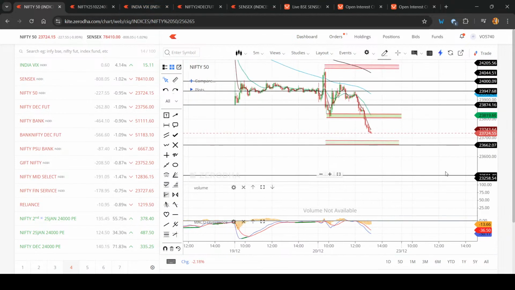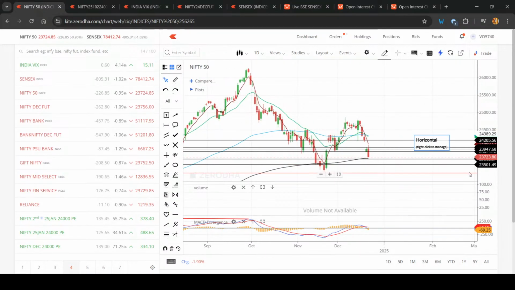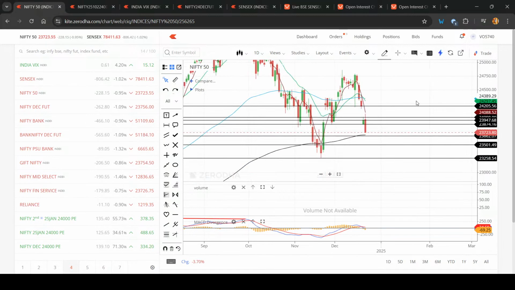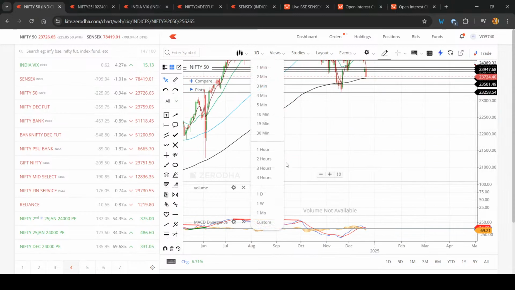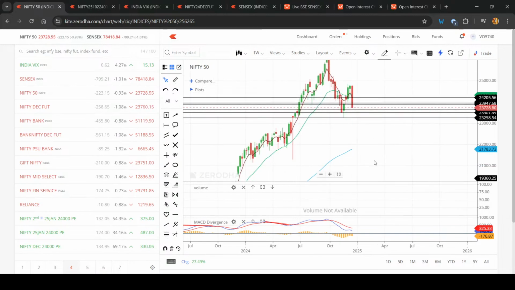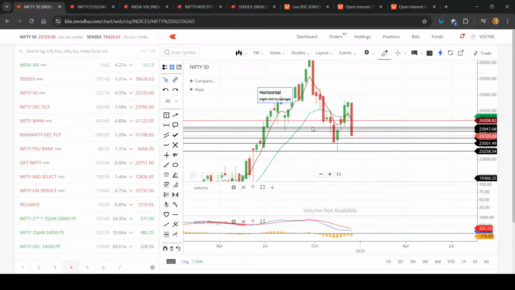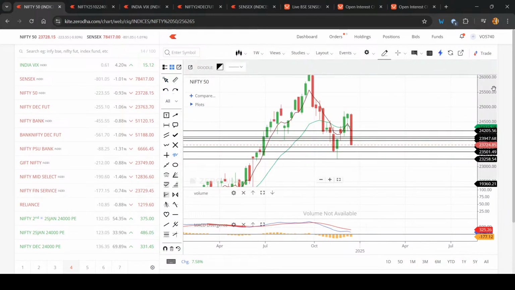I just hope that 23,662 should not break today, because if you go on daily time frame, it's a bad scene there. It's a pathetic scene. If this breaks, the next target is 500 EMA on daily time frame, or if you go weekly, it's a big candlestick. So see what can happen next week.